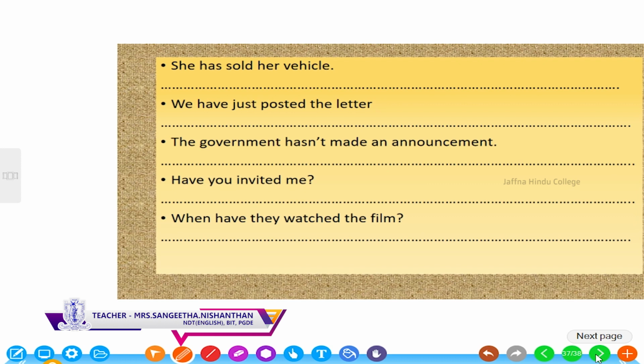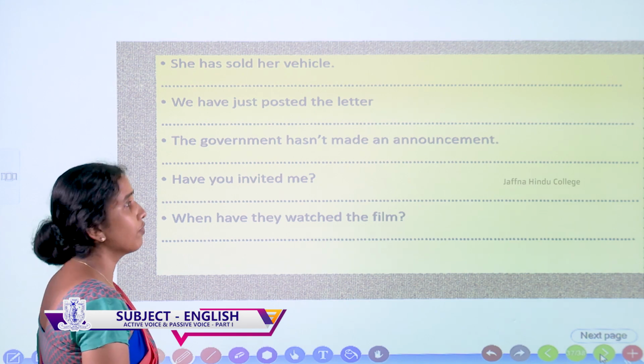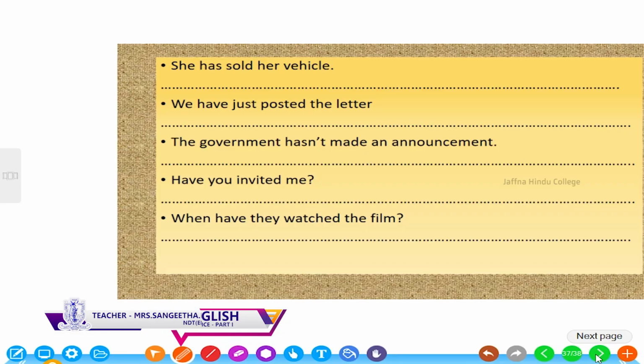For present perfect tense, has or have plus been plus past participle is the passive form. First one, she has sold her vehicle. Who? She. What has she done? Has sold. What has she sold? Sold is the vehicle. So, the object here is the vehicle. So, bring the object to the beginning.